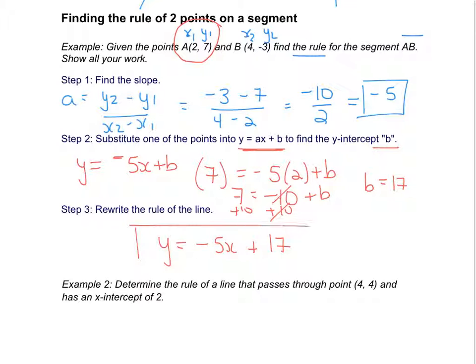And I can graph that. I know where my line starts. It starts at 17. And it goes down 5 and over 1. Down 5 and over 1.